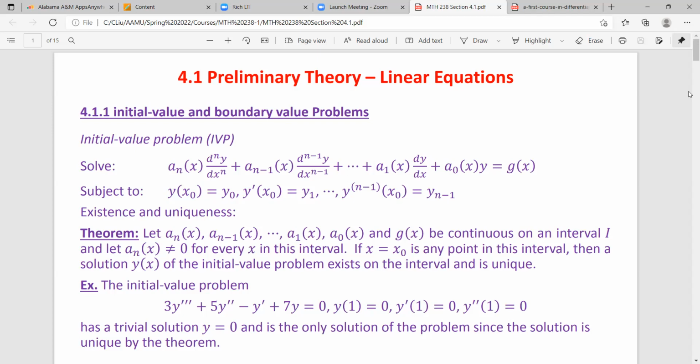So let's just look at some simple examples. Suppose there's an initial value problem, 3y''' + 5y'' - y' + 7y = 0. So we have a third order differential equation.